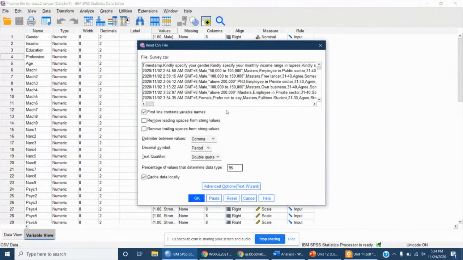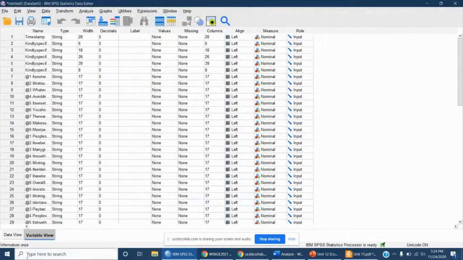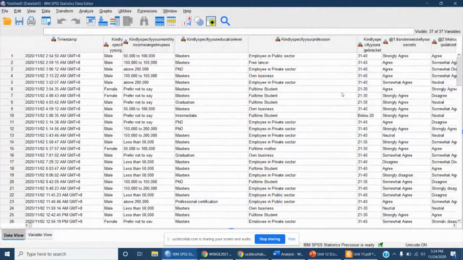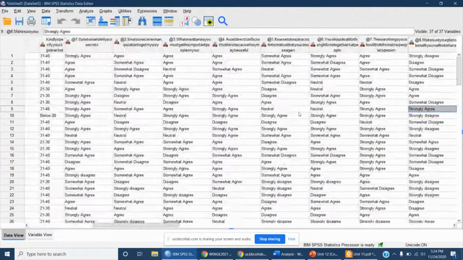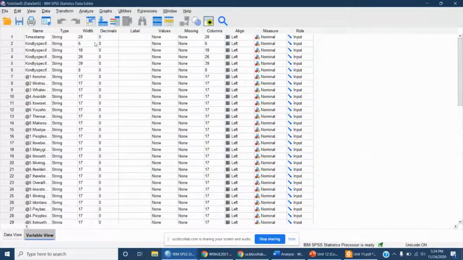It is generating a preview for me. Just leave it like it is. No need to make any changes. That's it. Your data is here now. But the data is not in the form you would like it to be. The data is in this form, and you would like it to be in numerical form. So first of all, you will make changes in your variable view.